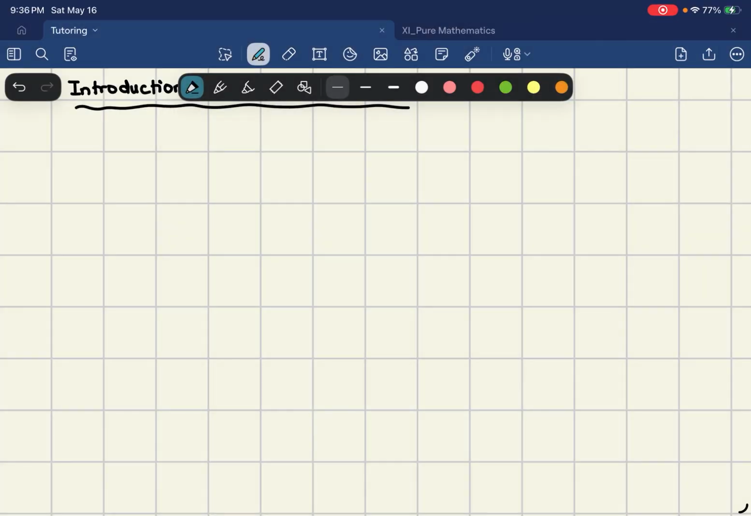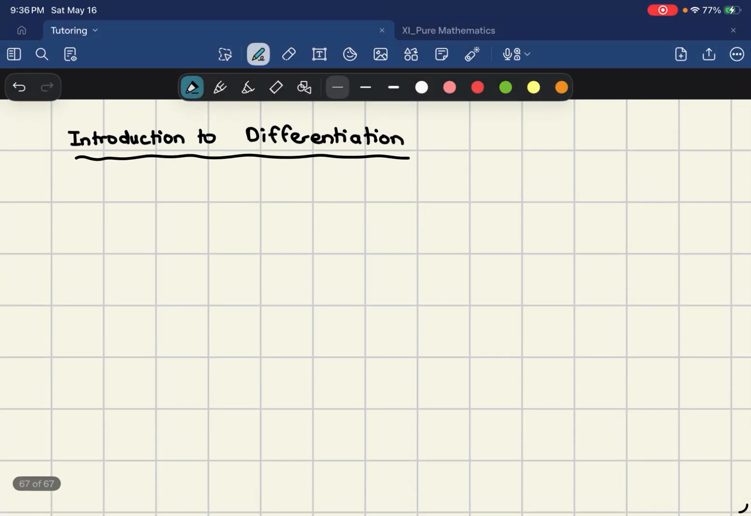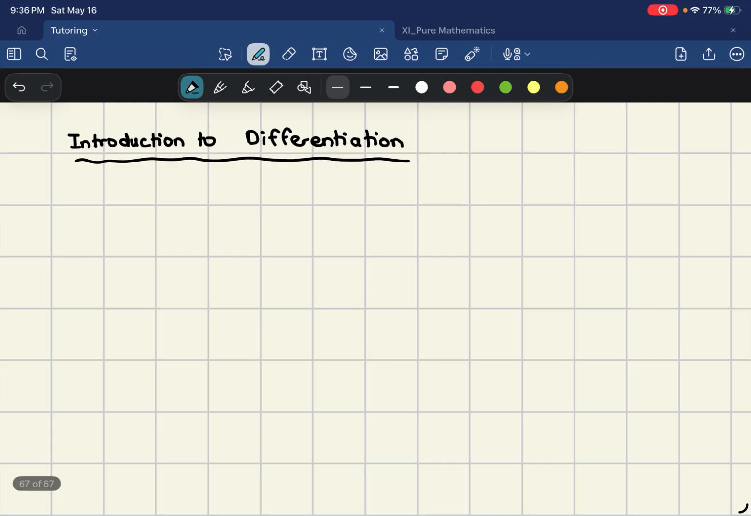So this marks the start of chapter 5, which is going to be an introduction to differentiation. All right, so we're going to be starting with differentiation, and differentiation is a part of calculus. There are two main branches: you do differentiation, you do integration. When we talk about calculus, we're mostly going to be studying change.